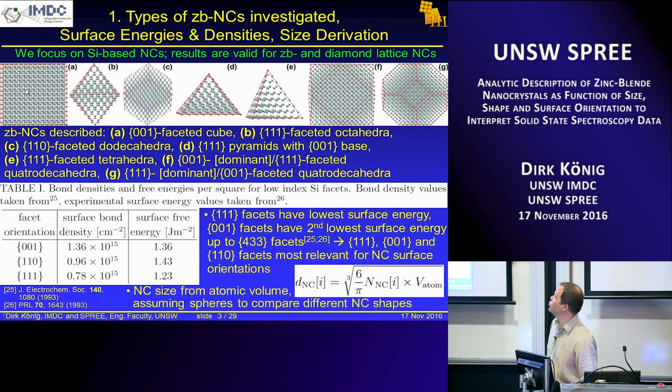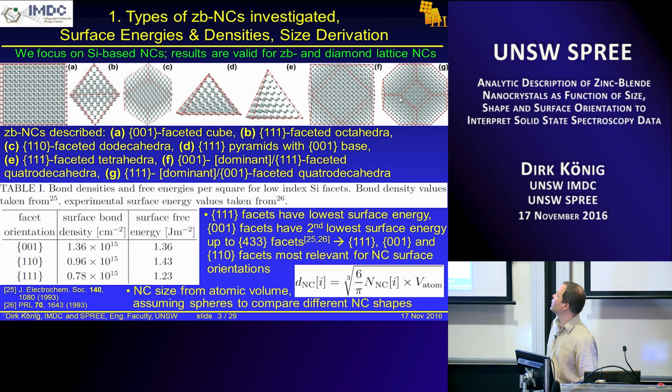Okay, so on the crystallites we look at, we have 7 different types here. So we have cubes with exclusive 111 faceting. We have octahedra with exclusive 001 faceting, octahedra with exclusive 111 faceting. We have dodecahedra with 110 faceting. These are by far the most complex to be described. We have pyramids with 111 oriented side facets and 001 base. We have tetrahedral pyramids, which are obviously all limited by 111 facets.